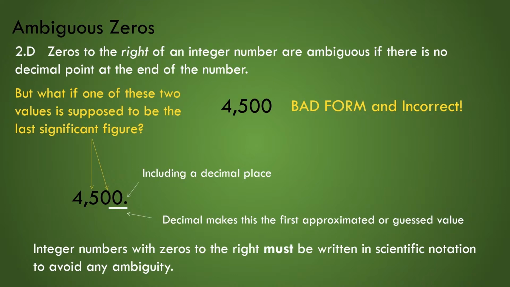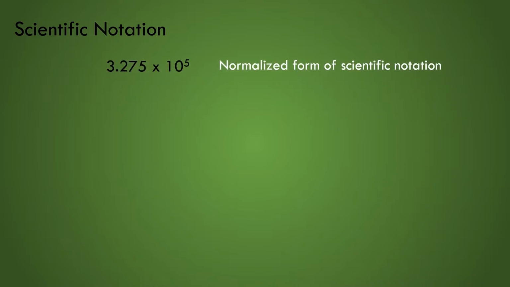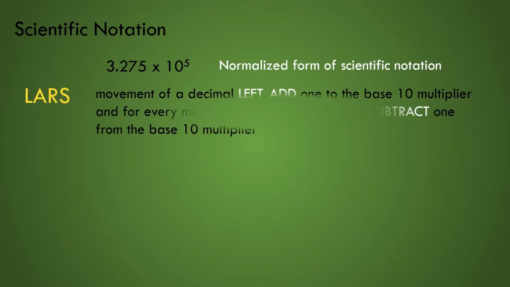So let's talk about scientific notation. The normalized or standard form of writing a number in scientific notation is to write a decimal number with only one value to the left of the decimal point. That's the 3 in the example shown. And then multiply the number by a power of 10. If we need to rewrite the number to a different power of 10, I use a simple mnemonic device to remember how to rewrite that number. I remember LARS. For every movement of a decimal left, one space, we add 1 to the base 10 multiplier, and for every movement of a decimal right, we subtract 1 from the base 10 multiplier.